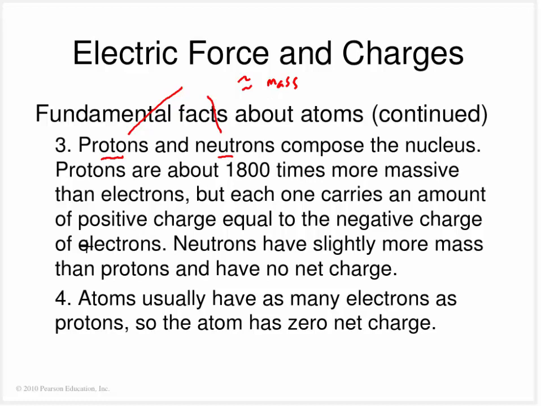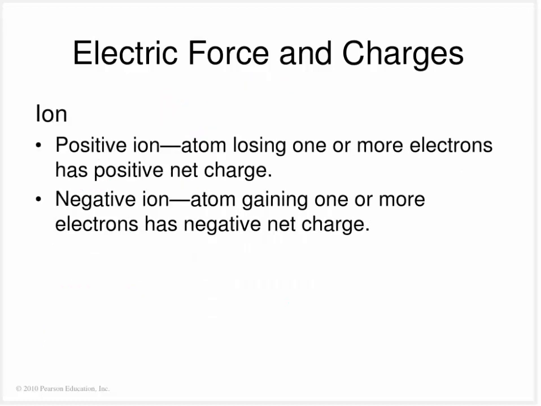But bear in mind that a proton is going to have positive charge and an electron is going to have negative charge, and these charges are actually going to be equal but opposite. Again, neutrons are going to have no net charge. Again, most atoms are electrically neutral, so they have the same number of protons as they do electrons.